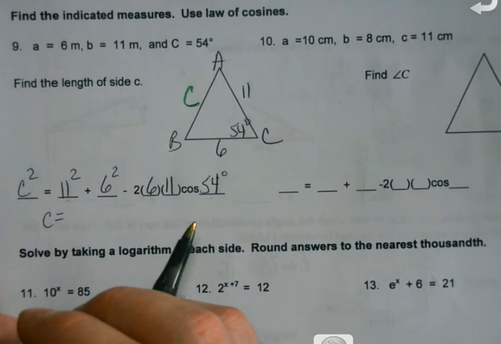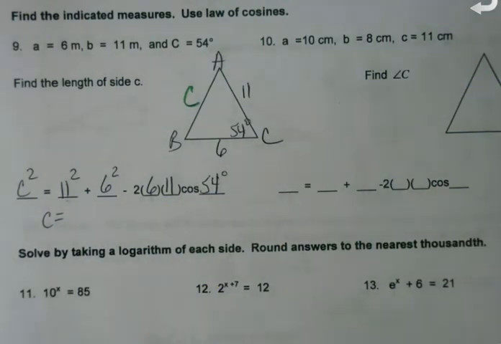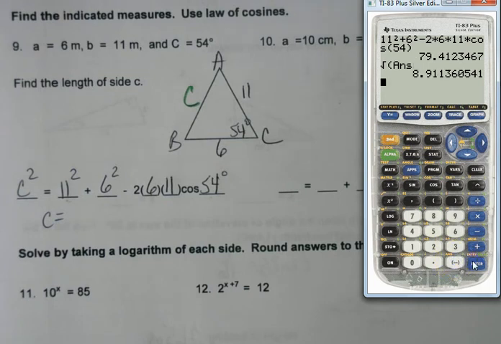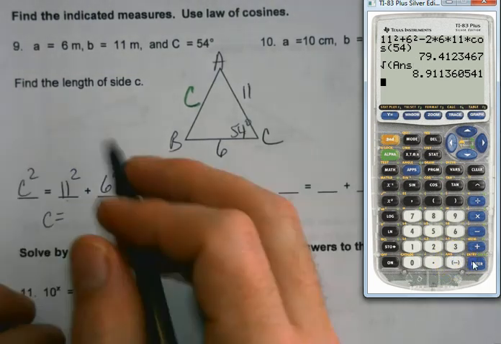Uh-oh. Oh, I'm hearing different answers now. Okay, wait a minute. We better check this out. All right, clear. 11 squared, 6 squared minus 2 times 11 cosine 54. But I need the square root. Oh, jeez.